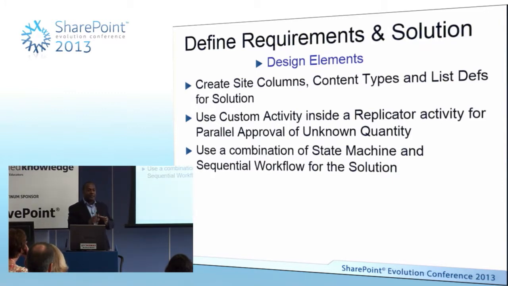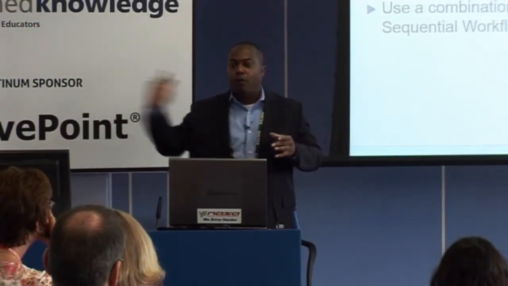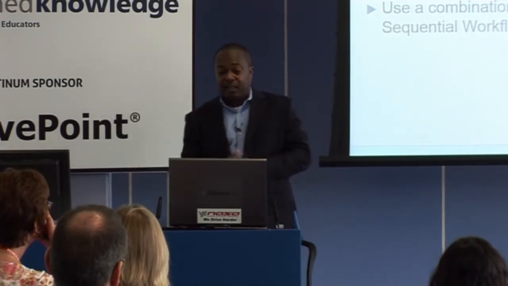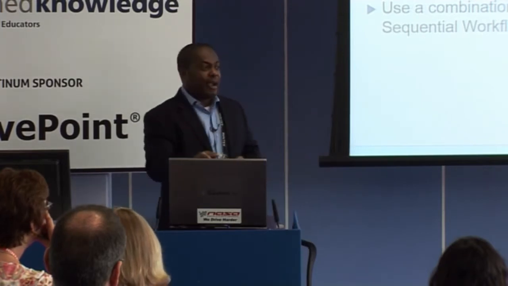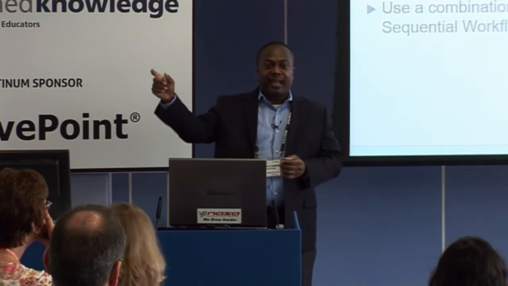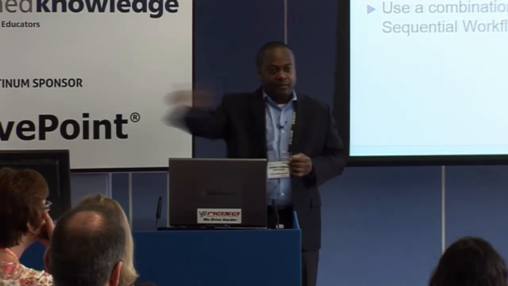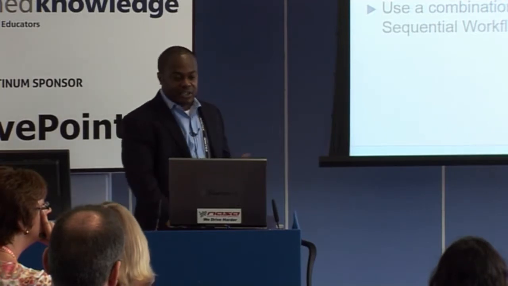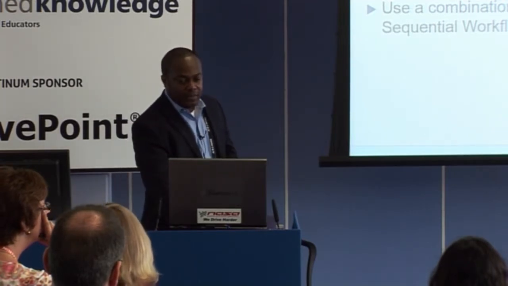And the reason I did that is because I wanted to be able to use that piece over and over again. And by creating it as a custom activity, I have an assurance that it'll do the same thing all the time. The replicator activity I needed because I wanted to be able to say, how many people do we have? 10? Replicate it 10 times. So that was my assurance for that as well. And with a combination of state machine and sequential workflows, we got the job done.